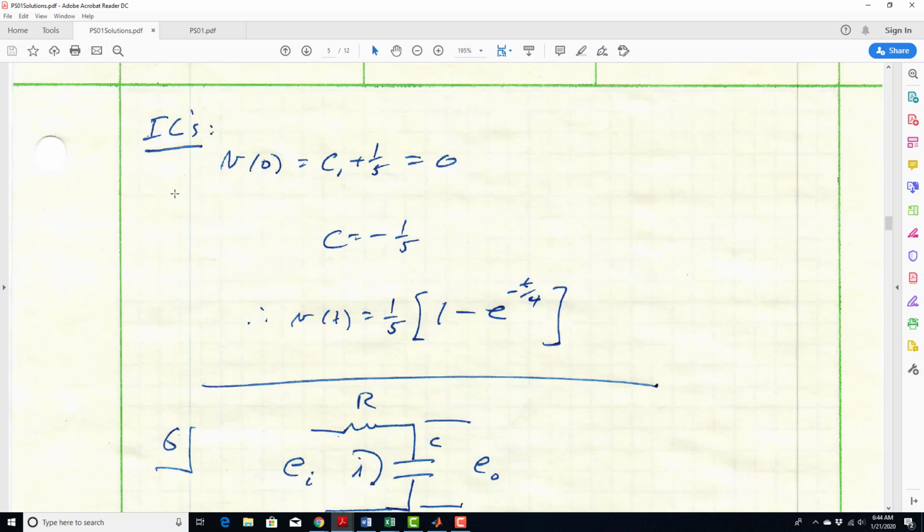So the total solution can be written in this form: 1/5 times the quantity 1 minus e to the minus t over 4. This form, some of you may recognize, as the classic solution to a first order system with a step input. It's called the step response, and it has certain characteristics that are defined by the exponential, by the root of the characteristic equation, also known as the time constant. So 1 over the root is the time constant. So the root was 1/4, so the time constant here is 4. We're going to talk more about that in the coming weeks, but I wanted to let you think about that for a minute.